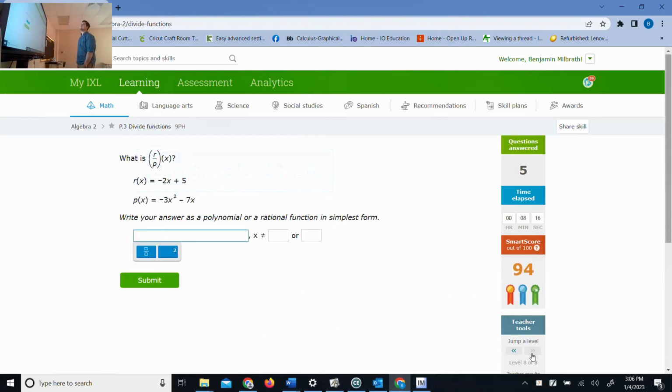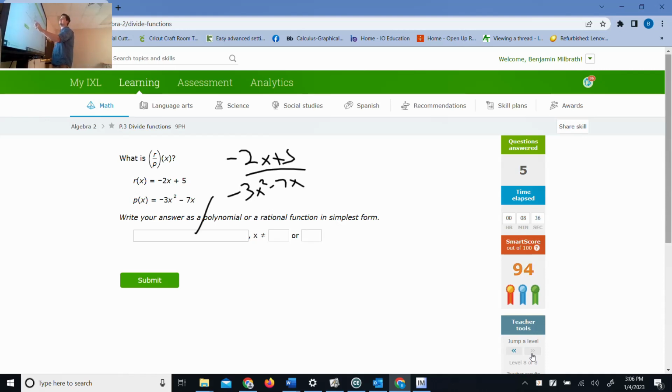Level 8. So boring. We've got a negative 2x plus a 5 over negative 3x squared minus a 7x. We'll just throw that right there, because apparently IXL doesn't care.